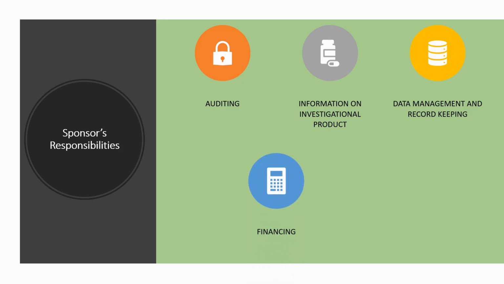Financing. The financial aspect of the trial should be documented in an agreement between the sponsor and the investigator or institution. Manufacturing. Sponsor should ensure that the investigational product is manufactured in accordance with applicable good manufacturing practices and is coded and labeled with applicable regulatory requirements.